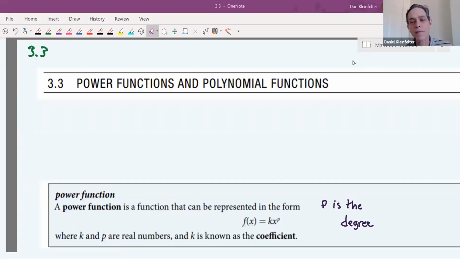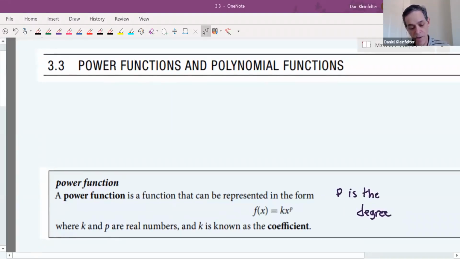Welcome back, everybody. In this video, we'll be starting to look at section 3.3, which is on polynomial functions and power functions. So we're going to look at power functions first. The first thing to do is look at a definition of a power function. A power function is basically a single-term polynomial function.